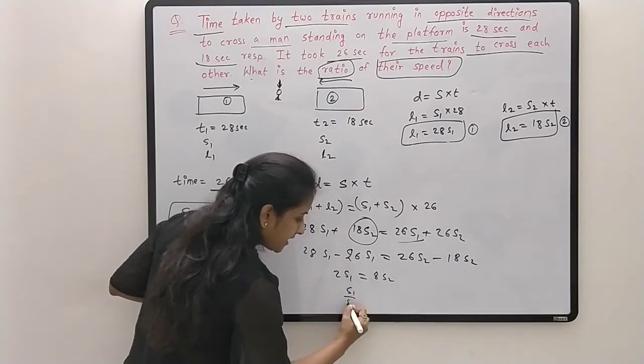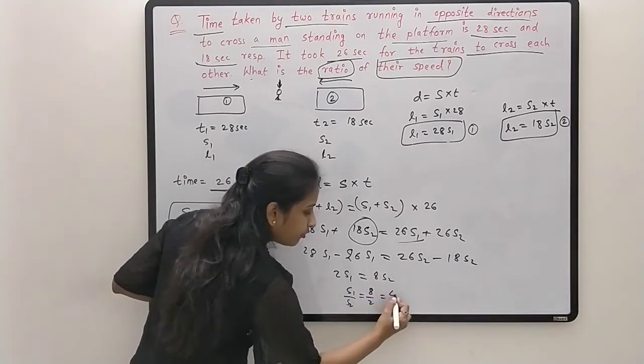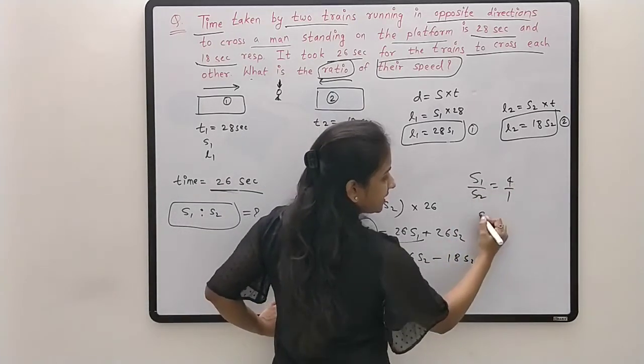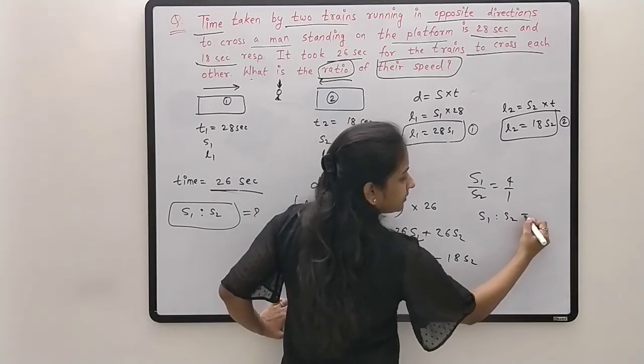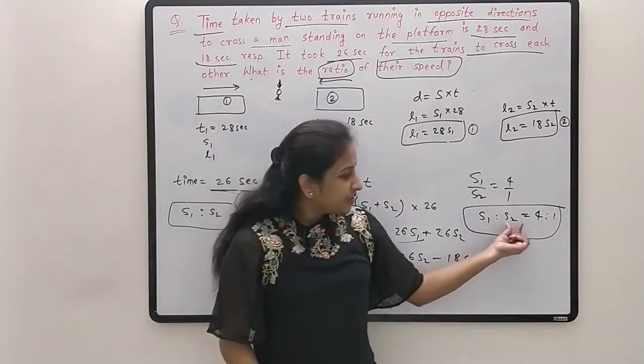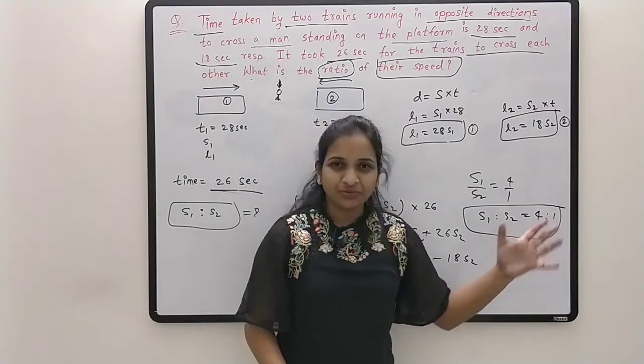So what is S1 by S2? 8 by 2, 4 by 1. So S1 by S2 is equals to 4 by 1. We can say S1 is to S2 ratio is 4:1. Easy? Speed of the two trains are in the ratio 4:1.